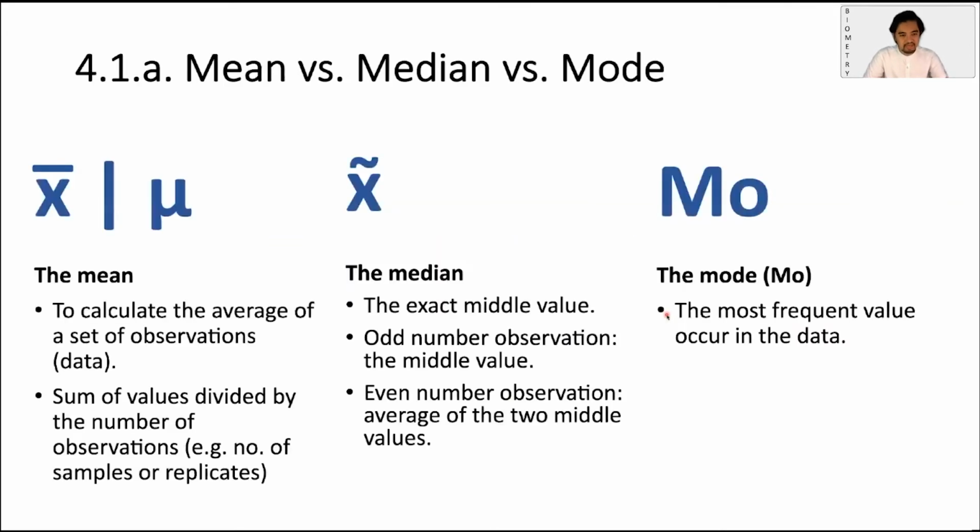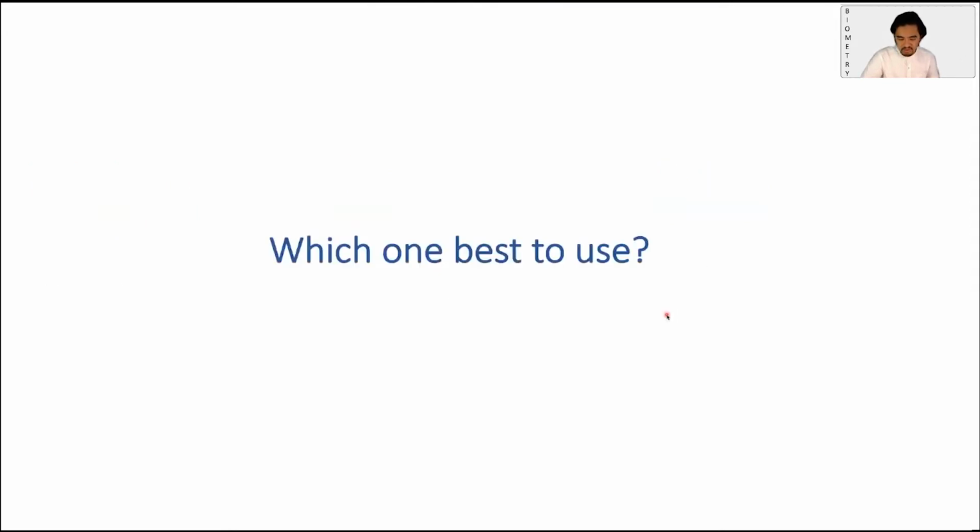Why do we have 3 different types of central tendency measures? We are going to give you the best example of which one you need to use. We have different conditions. Sometimes it's best to represent your data using the mean, sometimes using the median, and even using the mode.